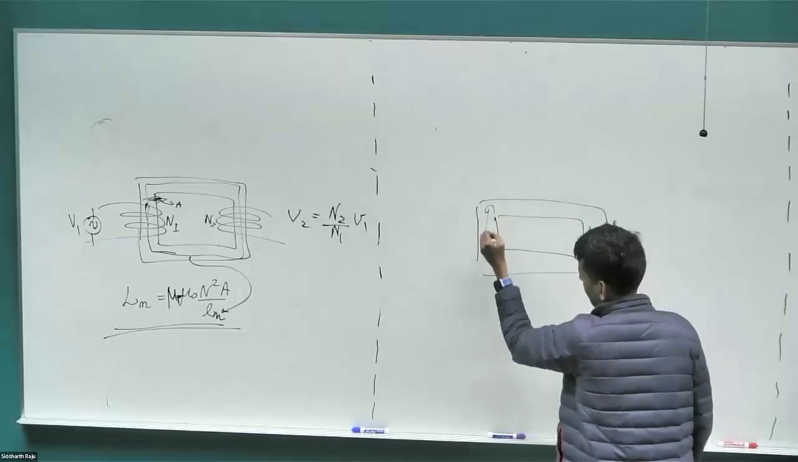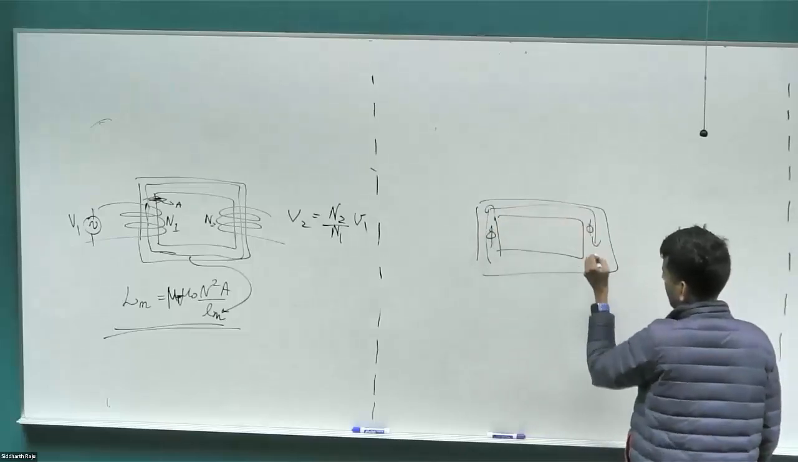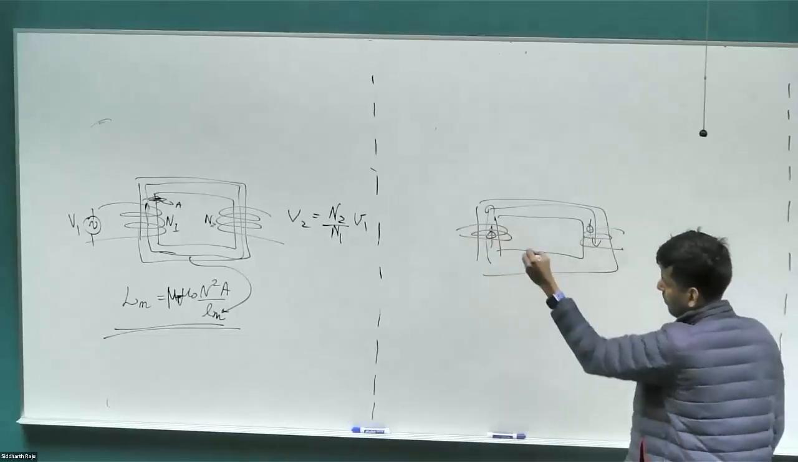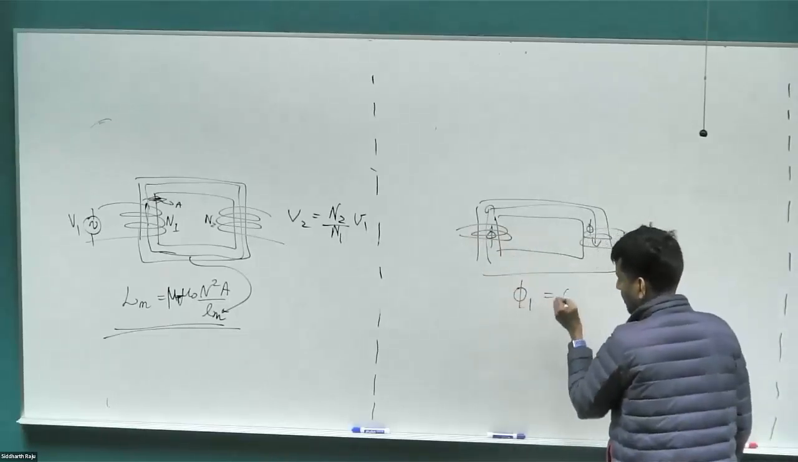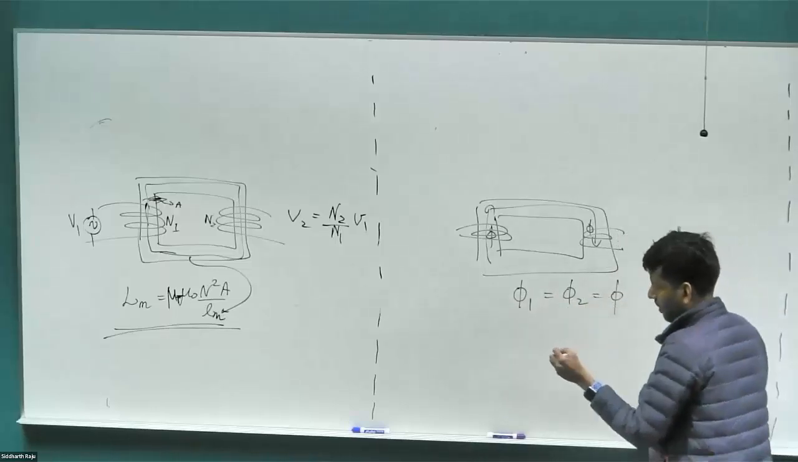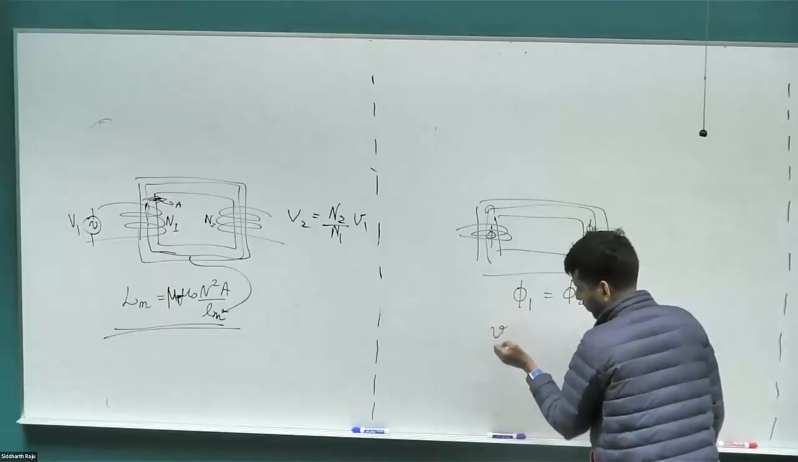So if this is having some flux phi, there is the same flux that is linking the other side of the coil as well. So phi linking coil 1 is the same as the phi linking coil 2, which is the same as the total flux phi through the core. Now we have an expression for our voltage.